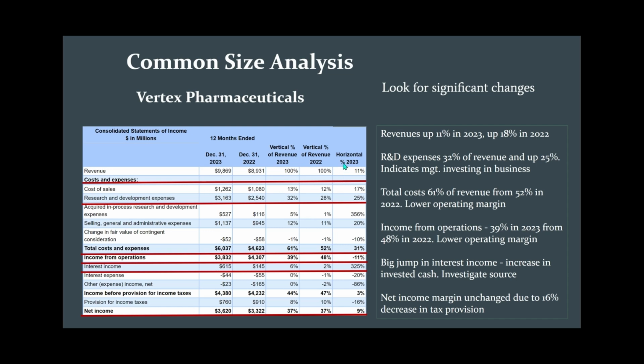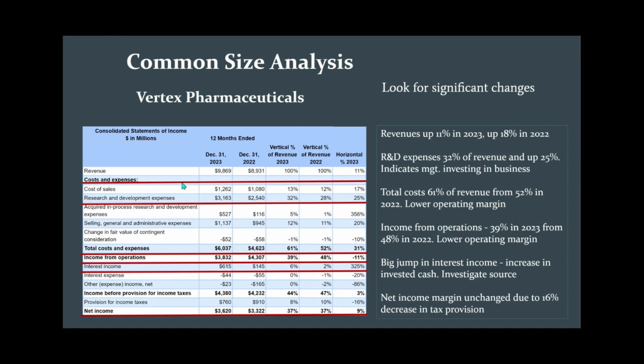And then we have the horizontal analysis where everything is expressed as a percentage change year over year. So the change in revenue, for example, is 11% from 2022 to 2023. Revenue increased by 11%. If we go down a little more, we can see where total costs and expenses are up by 31%. And to the bottom line here, where net income is up by 9% year over year. That is how you would set out your common size analysis in reality.